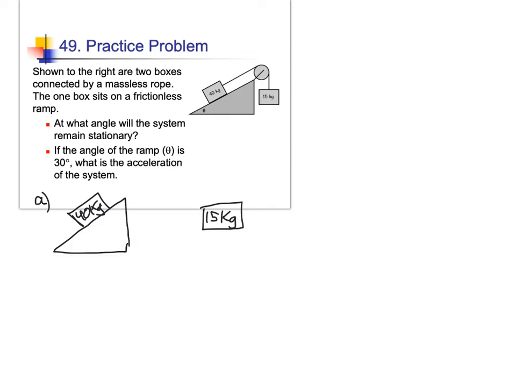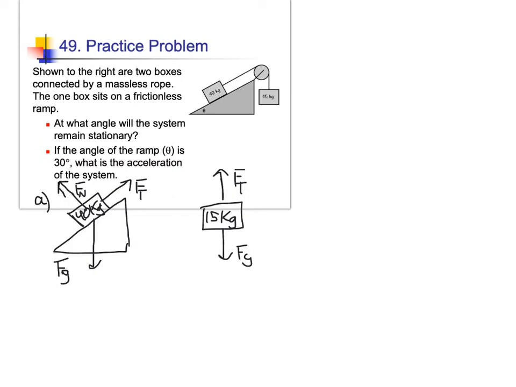So thinking about that 40 kilogram box on the incline, it has the force of gravity acting down on it. There's going to be the force of tension from the rope, and then, of course, the normal force from the incline itself. Alright. And then moving on to the 15 kilogram, we're going to have a force of gravity on that as well. We're going to have tension holding that up. No normal force because it's not on a surface.